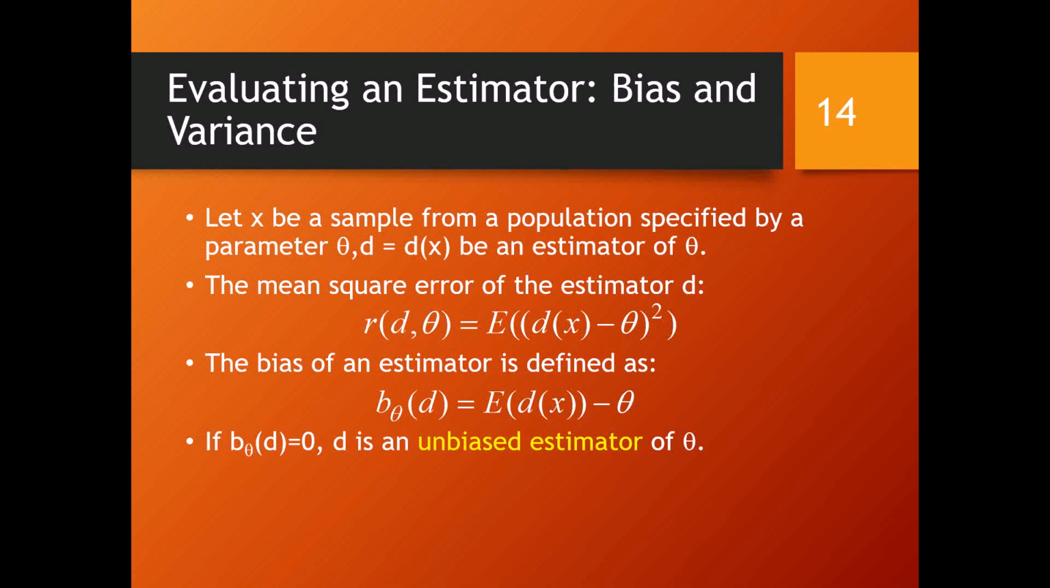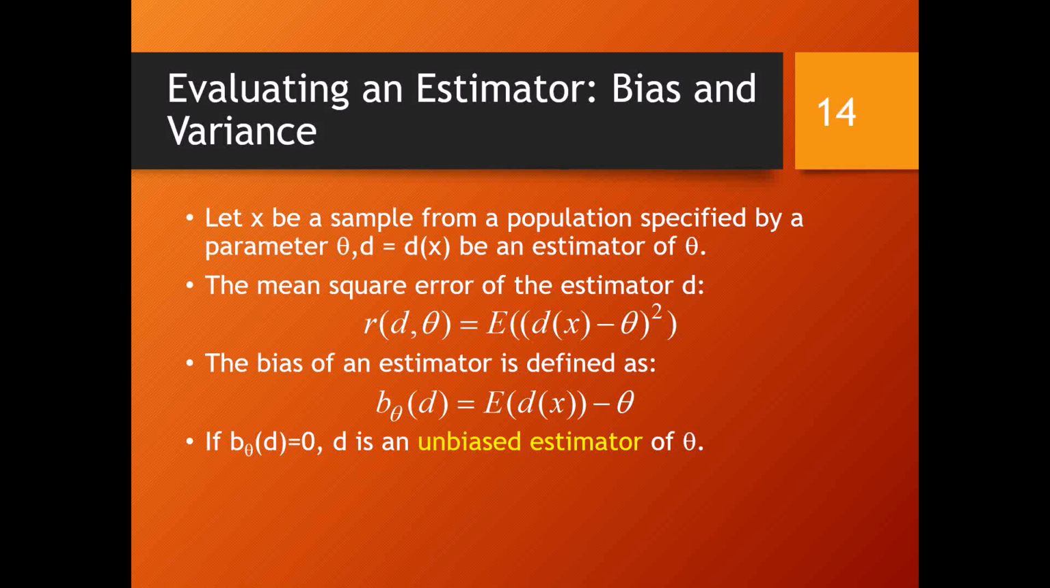Then the error will be d of x minus theta, right? Take the square, and then you take the expectation. This E is expectation. It's not error, it's expectation. This is called the mean square error. So the definition of unbiased estimator is this.